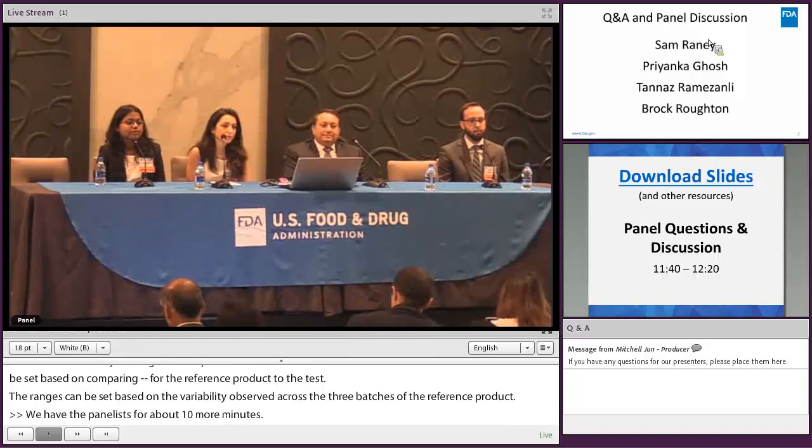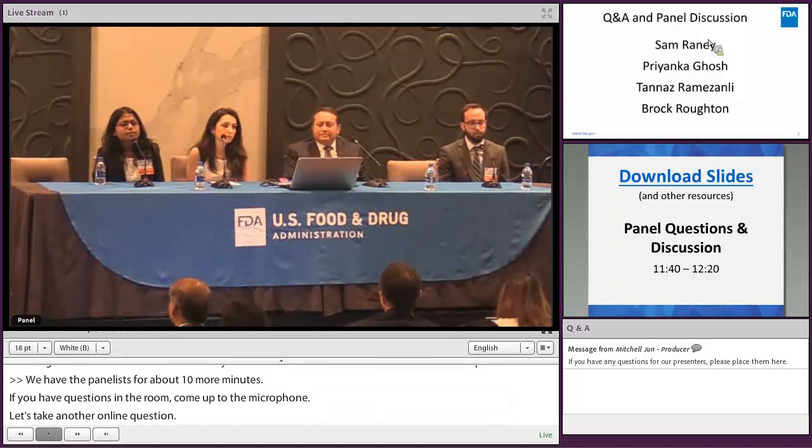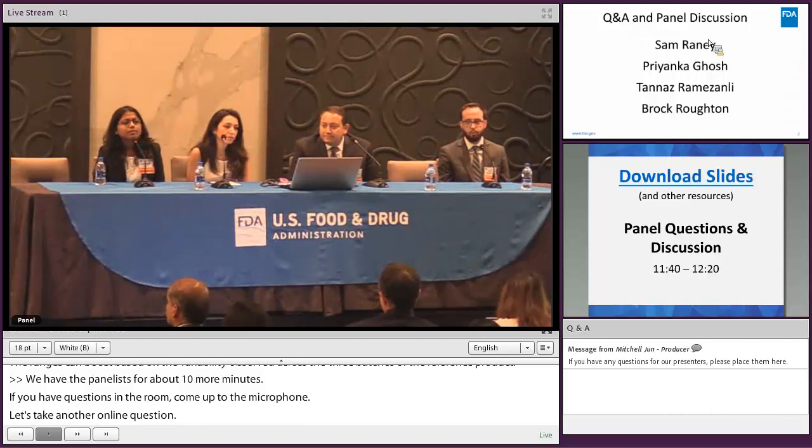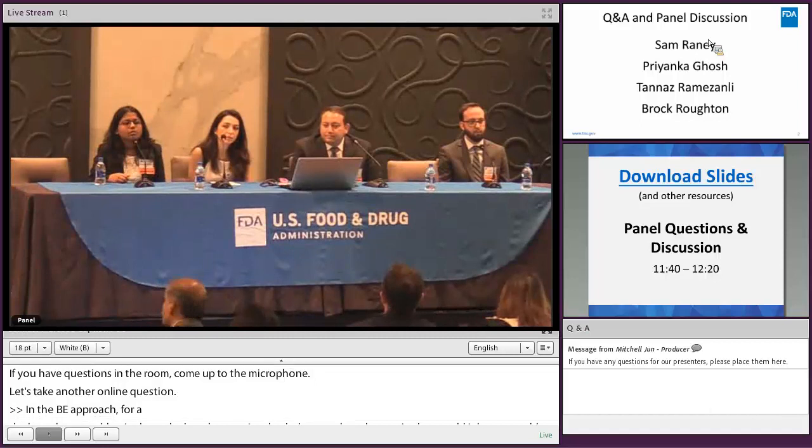And the BE approach for a dual active drug product, as in the example, would a single IVRT and IVPT study that characterizes both drug products be required, or would it be acceptable to have separate IVRT and IVPT studies for each individual drug substance? Two IVRT methods and/or two IVPT studies.